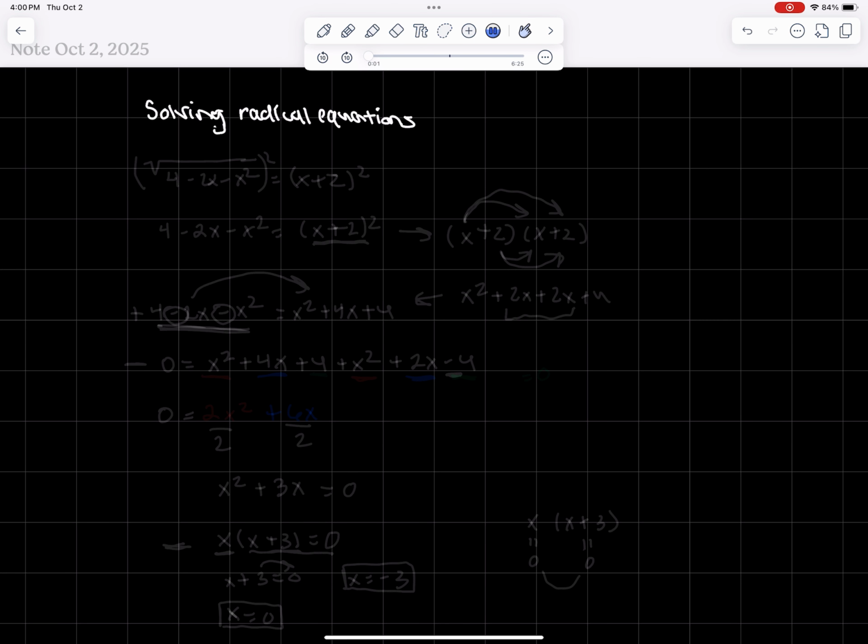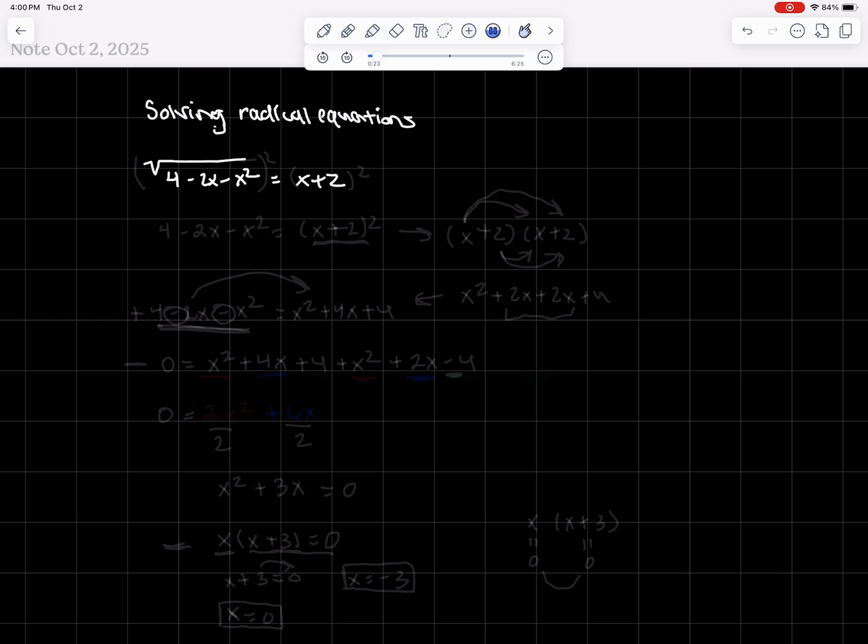Okay, so here is a problem you requested on solving radical equations from classwork 12. Here is our problem: the square root of 4 minus 2x minus x squared equals x plus 2. And then we'll solve this together.